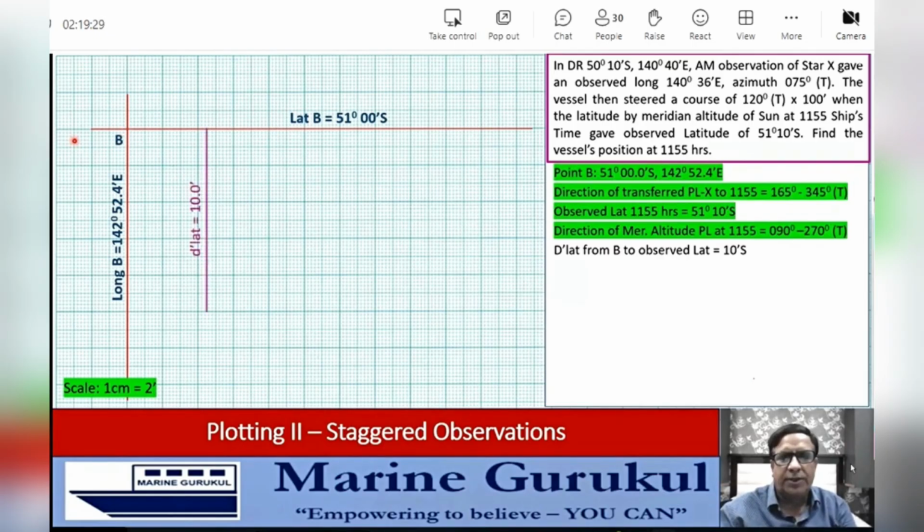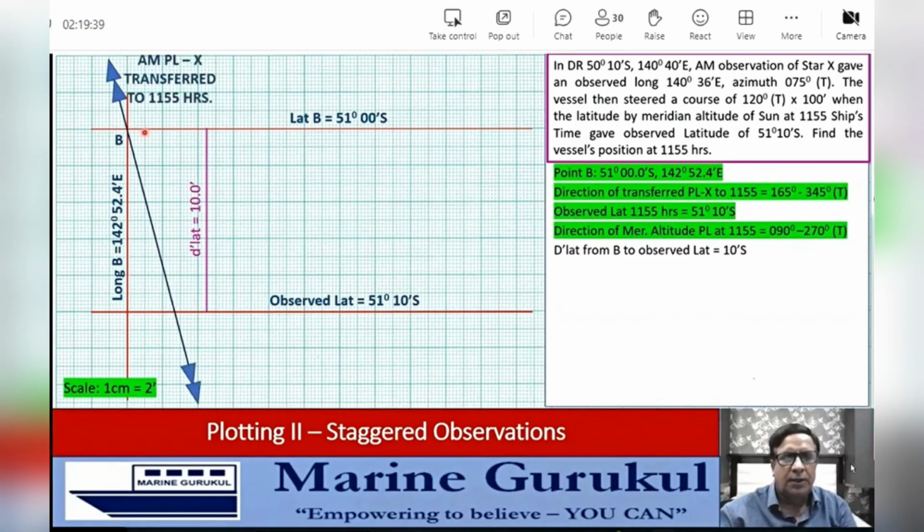Now, with respect to latitude of B, we draw the observed lat 10 miles south of it using the scale chosen. Now, through B, we draw the transferred PL, and transferred PL is for 1155 and represented by 2 arrows at each end. We draw the 1155 PL by latitude by meridian altitude, and that comes up on the screen. You all know about it. And being celestial PL represented by single arrow at each end. Now, both these PLs are for the same time. So obviously now you know the procedure. This will be the fix of the vessel at 1155.